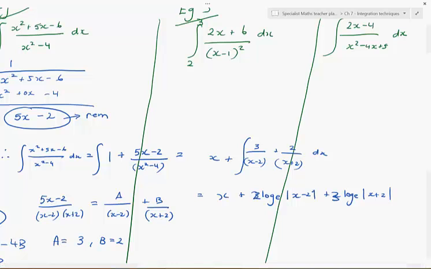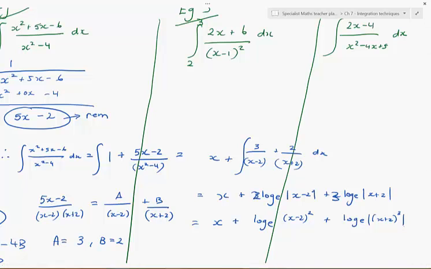Now, is there anything else I could do? You can simplify the logs. Yeah, okay. So if I want to do some simplifying, I can say that's x plus log to the base e of x minus 2 all squared. If I'm going to square that, do I need the absolute value sign? No, I don't. And plus log to the base e of x plus 2 all cubed. You do need the absolute value sign because it's cubed. Thank you.